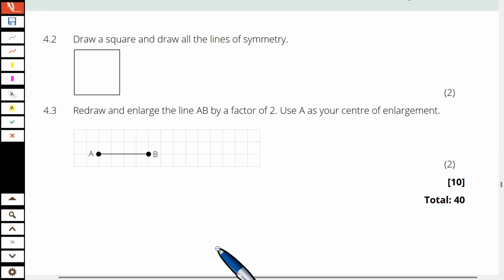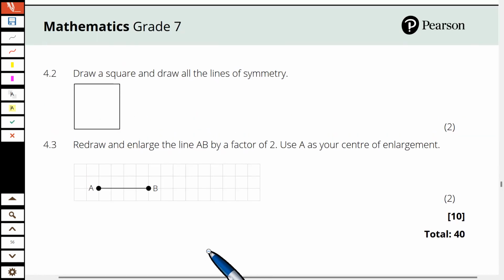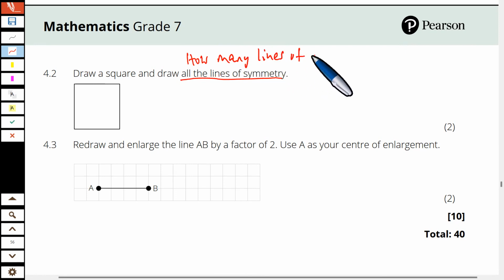Now if you look at this shape here, 4.2, a student must be able to draw this shape, but also be in a position to draw all the lines of symmetry. If you draw the shape and draw all lines of symmetry, how many lines of symmetry do you think this square has? 2 lines? How many? 2 lines of symmetry. We're asking the question, how many lines of symmetry?